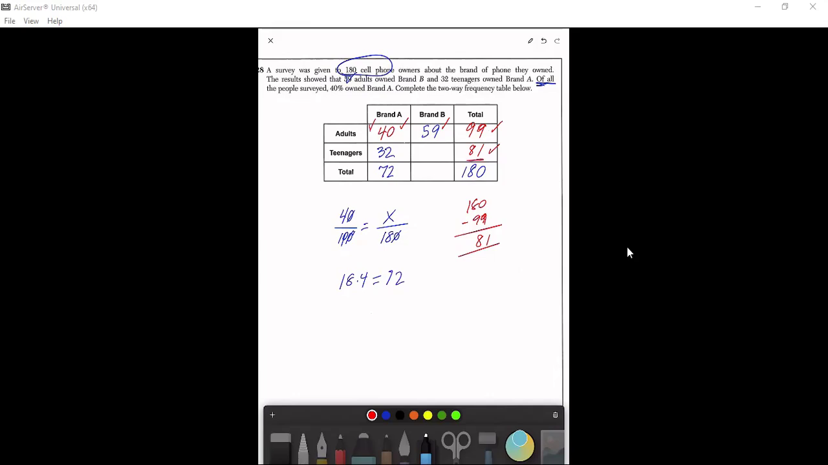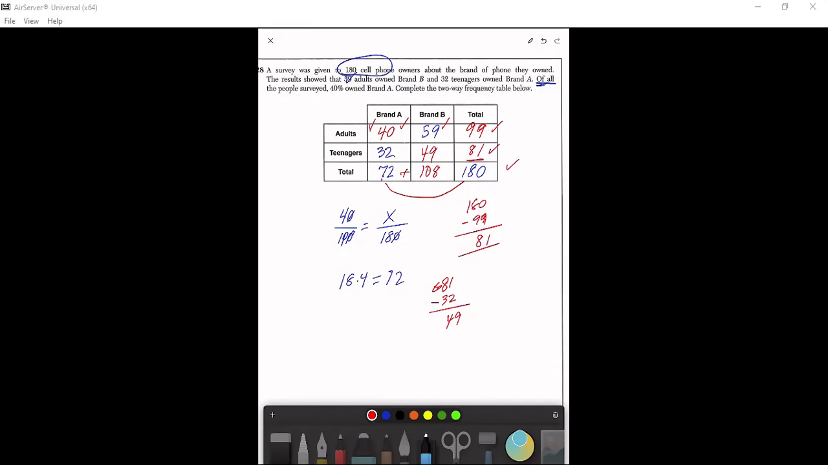Now that we have this number, we can go 81 minus 32, and that would be 49. So there are 49 teenagers who own brand B. And now what we can do is either go here and subtract to find this number. Actually, I'm going to do both to make sure that these total up. So 59 plus 49 is going to be 108. And if I do 108 plus 72, I get 180. So I'm pretty confident that this is a correct table.